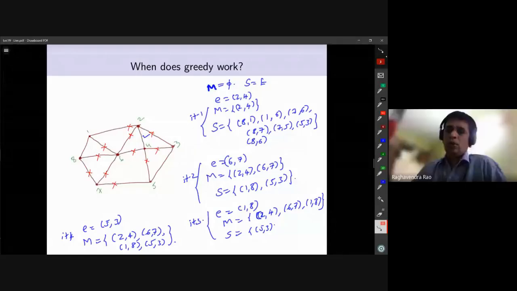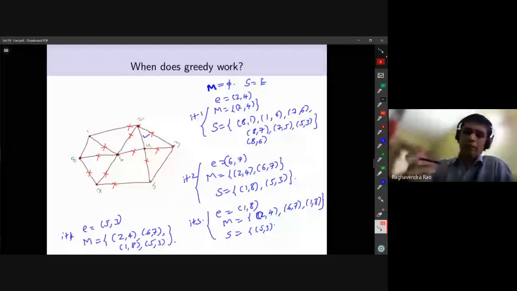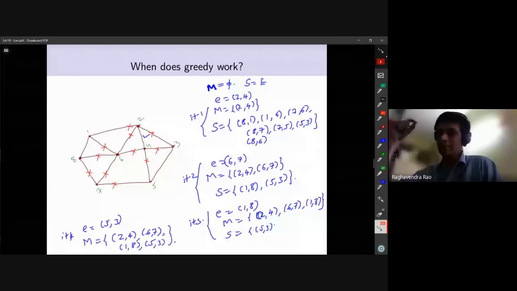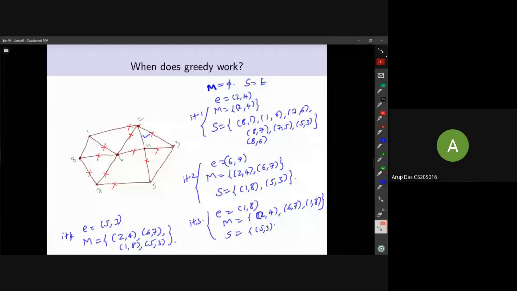The algorithm did not take. What do you mean by input? So input was given. Input of course will be given by someone who runs the algorithm, right? So no, this graph is the input. No, not like that, sir. Like for example, we took 2, 4 or 6, 7 or 1, 8. That decision was made by us. That is not input. What you mean is the choice. Yes, sir. Choice was determined by us. That's what you're saying. Yes, yes.